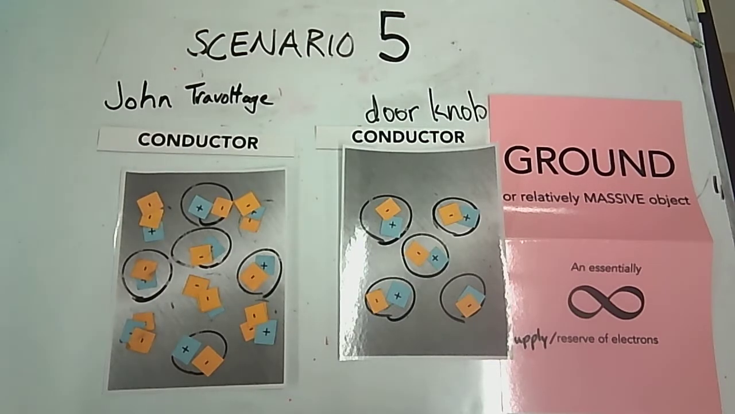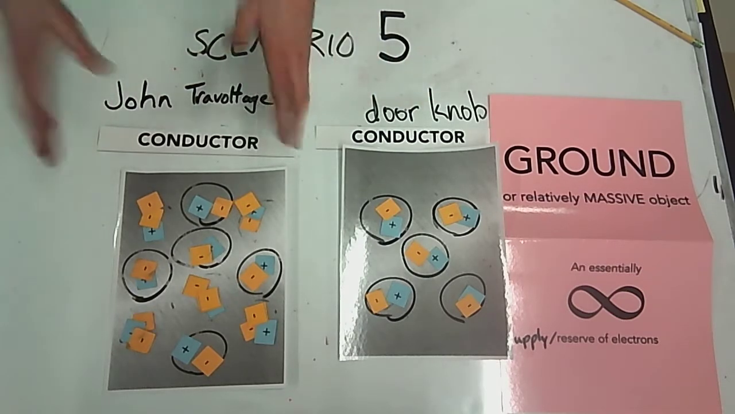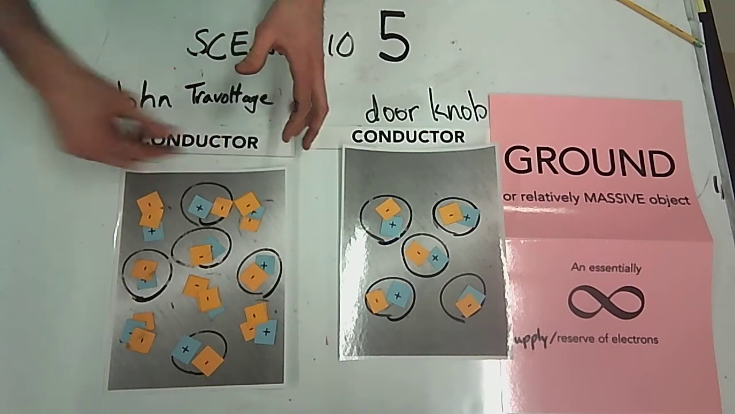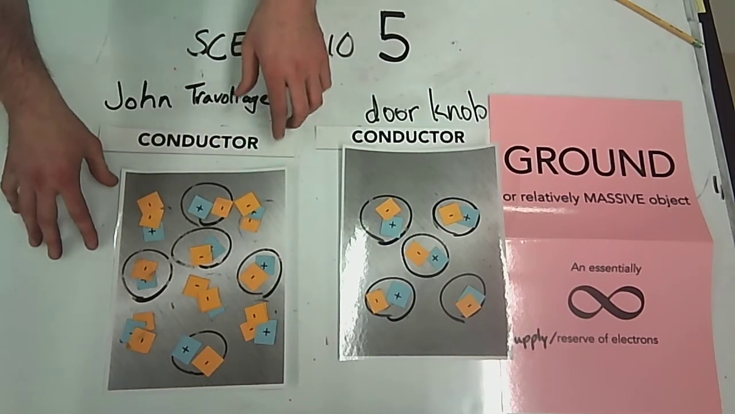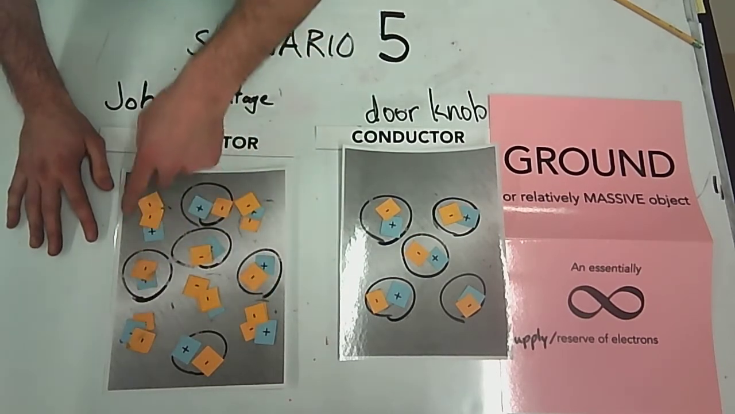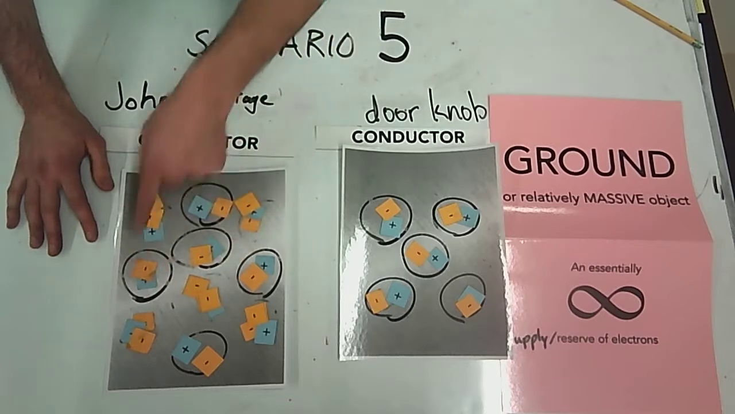In this video, I'm going to be going over scenario 5, asking the question, why does John Travoltage get zapped? So let's look at our objects, and we have John Travoltage. He has 10 atoms, so 10 protons, but he has a charge of -5. So I added 5 extra electrons to some of the atoms on John Travoltage.